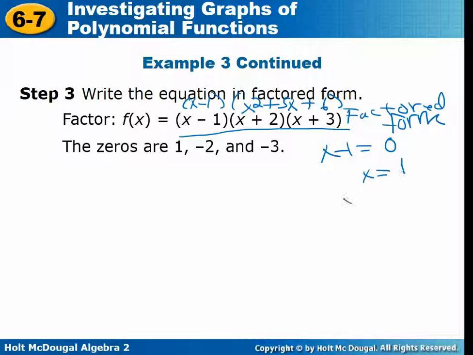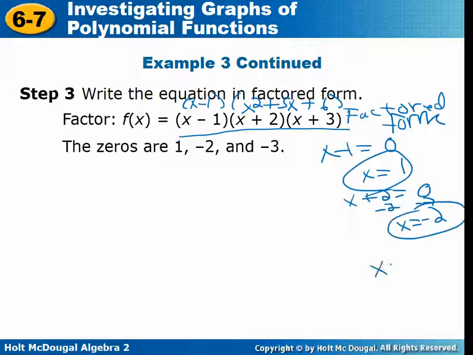We knew that was a 0. And put x plus 2 equal to 0 and subtract 2 from both sides, and x equals negative 2. That's another answer. That's another 0. And then finally x plus 3 equals 0, so subtract 3 from both sides, and our last 0 would be negative 3. So our zeros are 1, negative 2, and negative 3.